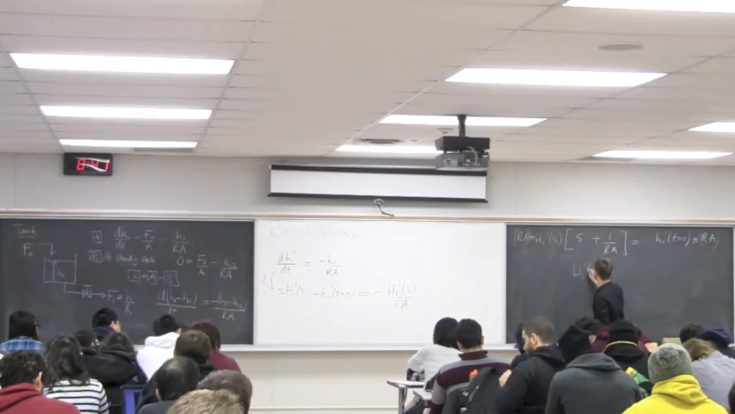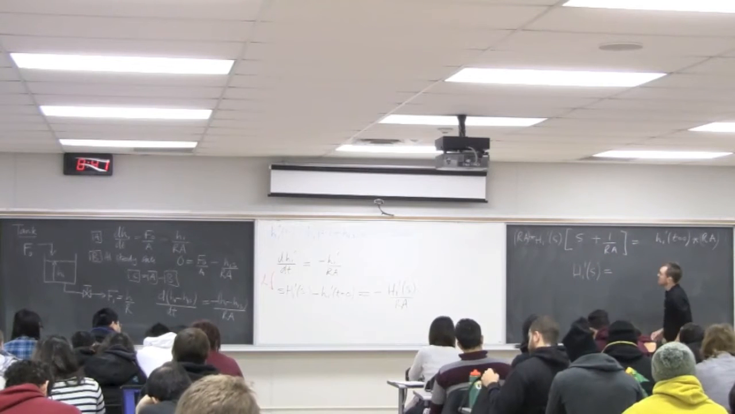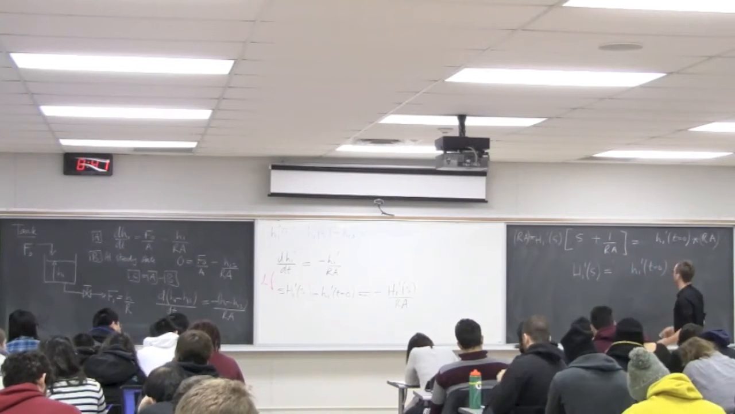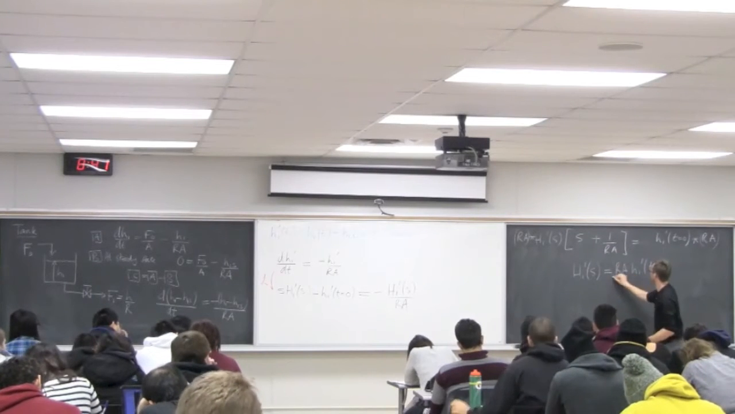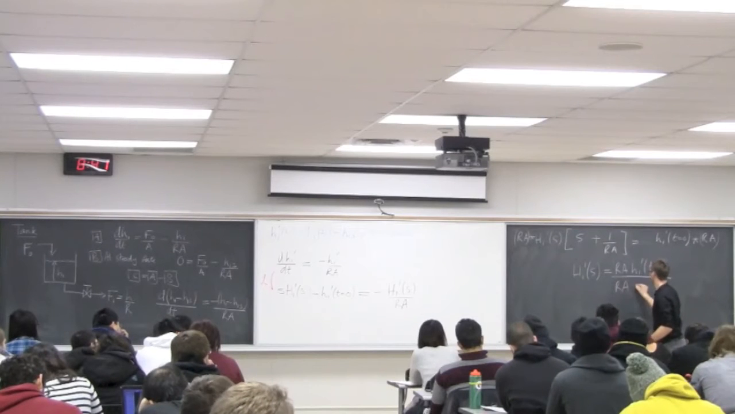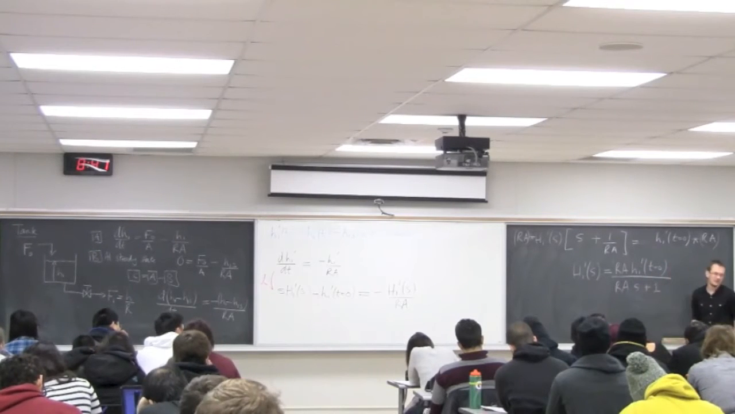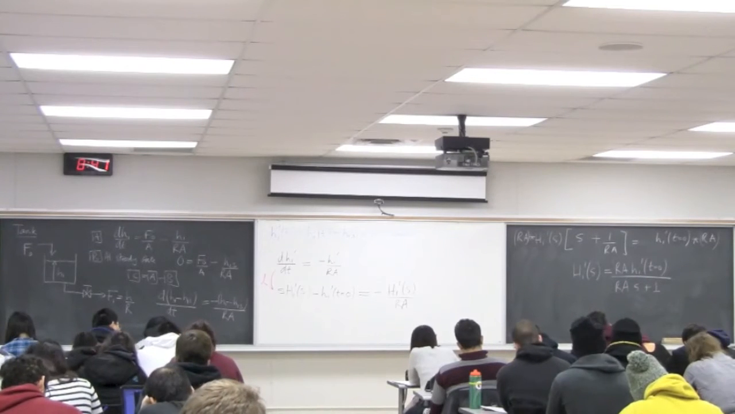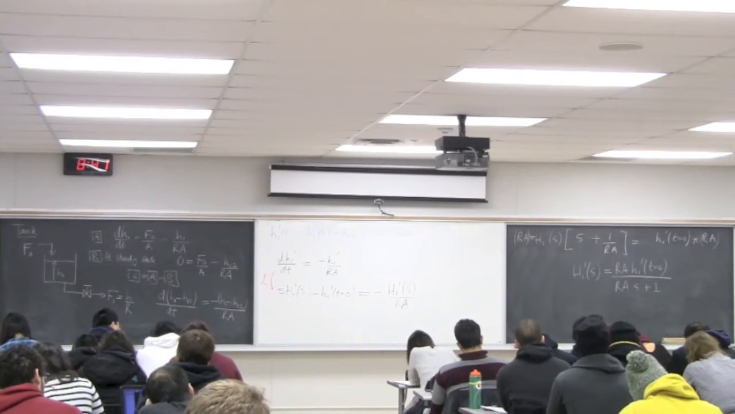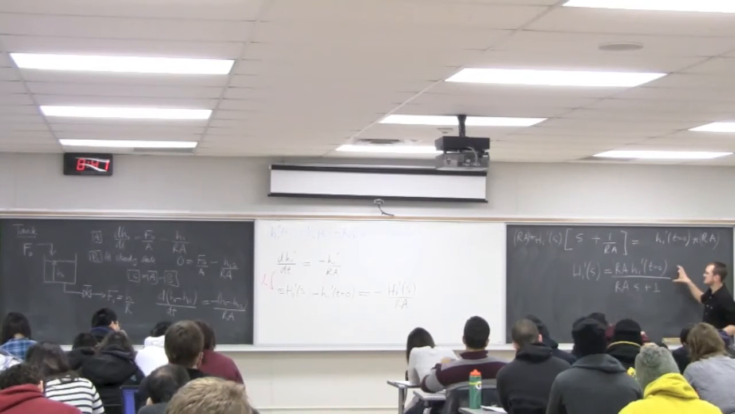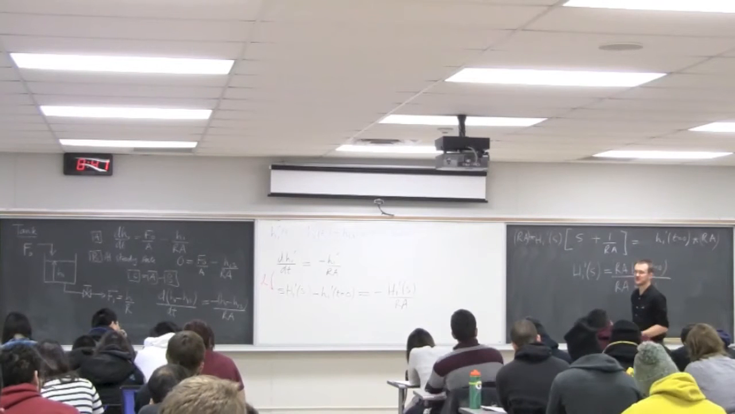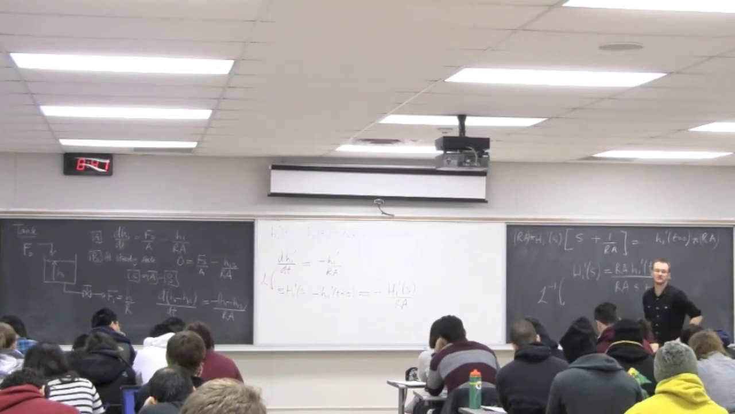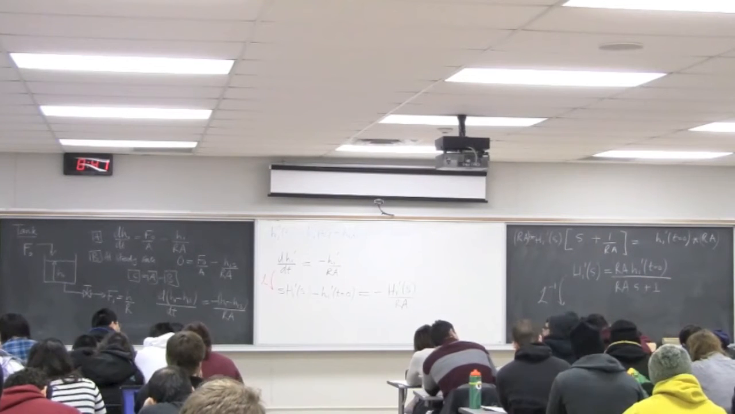We write H1 dash of s on the left hand side is equal to H1 dash at time 0, my initial condition, times Ra, divided through by Ra s plus 1. So this tells me how H1 changes as a function of time if I go through the inverse Laplace transform. So my next step is to do the inverse Laplace transform. I can get H1 as a function of time.